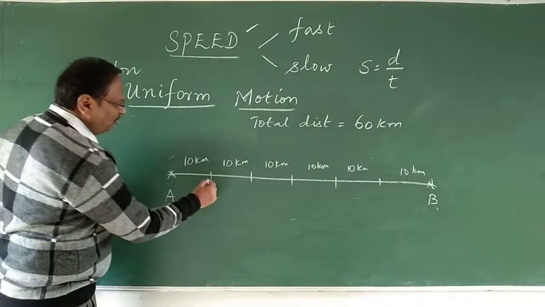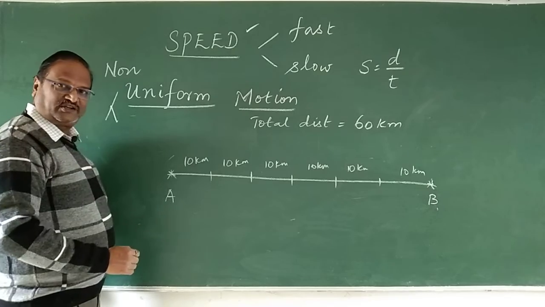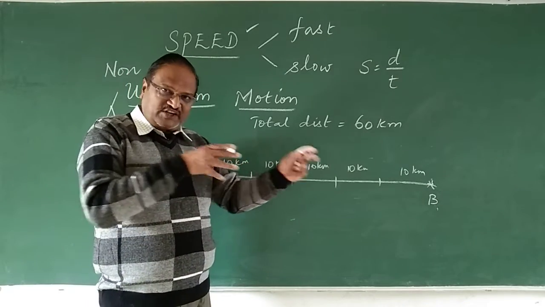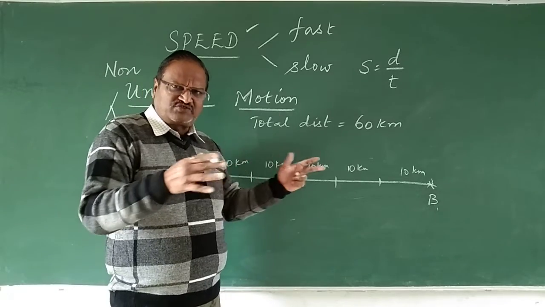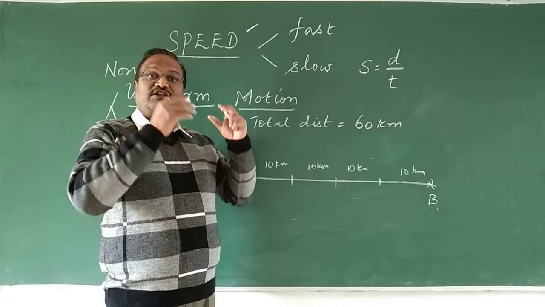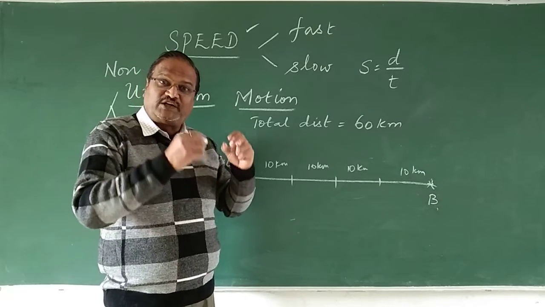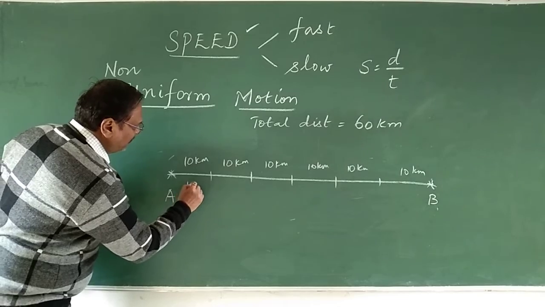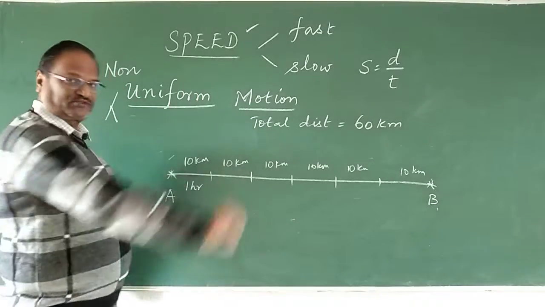From A to this point, it is inside the city. Inside the city, there is so much traffic, bazaar, and market, so the vehicle has to go very slow. So it is taking 1 hour to travel this distance.